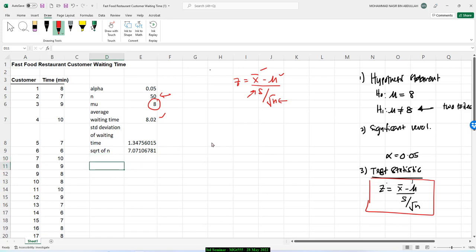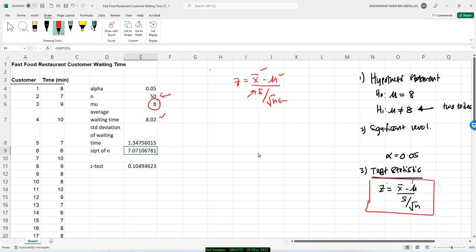Then we will use the Z-test. We apply this formula: open bracket, waiting time minus average waiting time, X bar minus mu, close bracket, divided by standard deviation divided by square root of N, close bracket. So we will get 0.149. The value we get is the same, but what you need to change is from T-test to Z-test. Can everyone follow? Please respond.